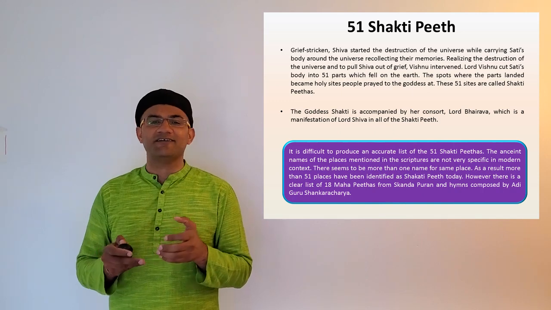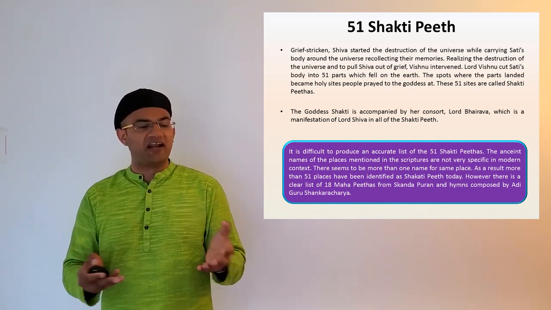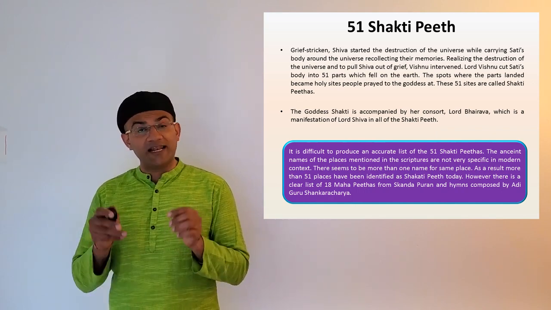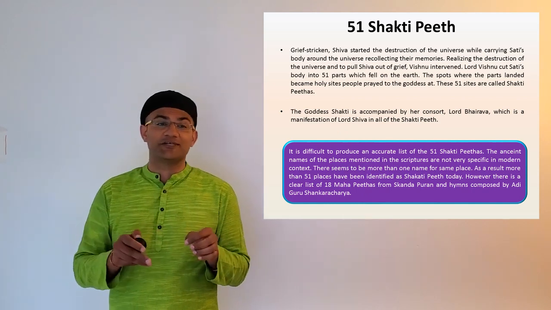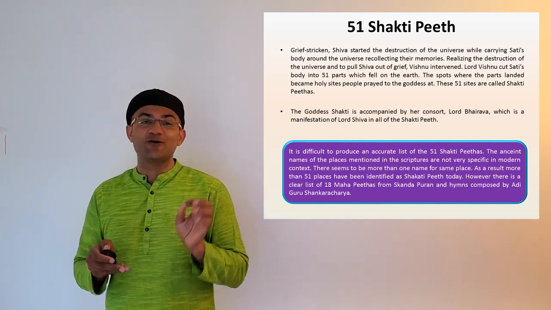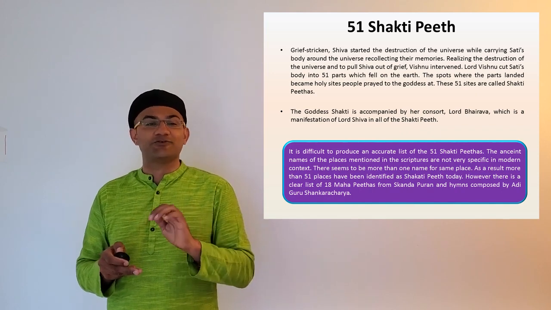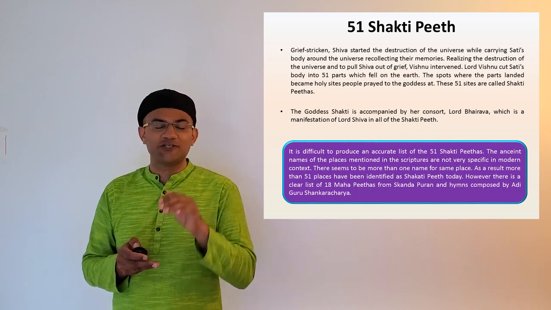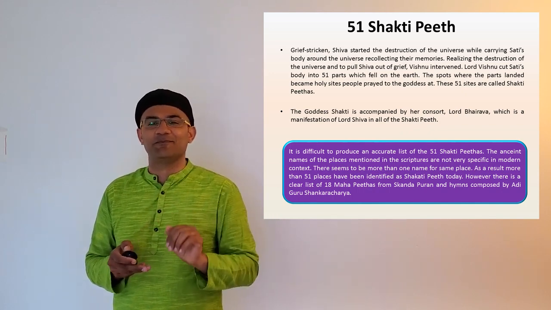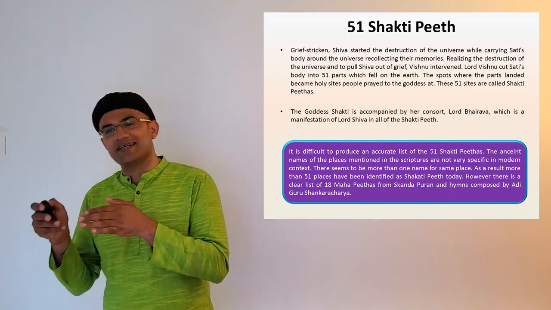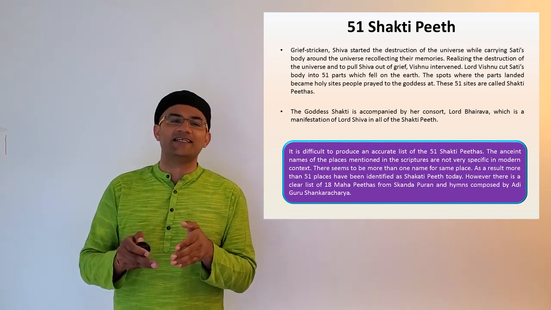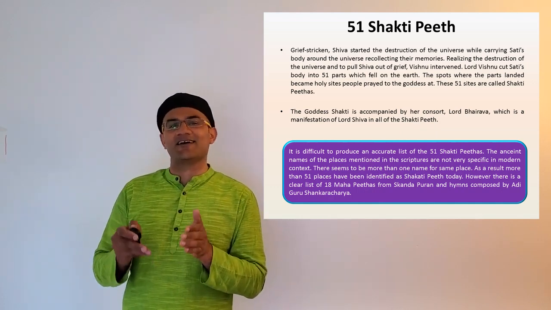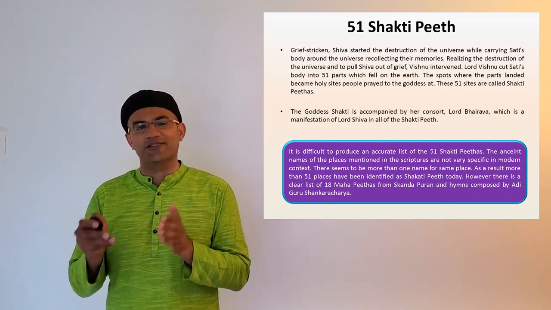Grief-stricken, Shiva started the destruction of the entire universe, carrying Sati's body around the universe, recollecting their memories. Realizing the destruction of the universe, and to pull Shiva out of grief, Vishnu intervened. Lord Vishnu cut Sati's body into 51 parts, which fell on the earth in 51 different places. The spots where these parts landed became holy sites for people who prayed to this mother goddess. And these 51 sites are called the Shakti Pithas of Hinduism.